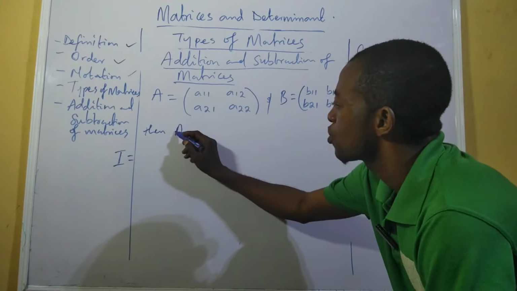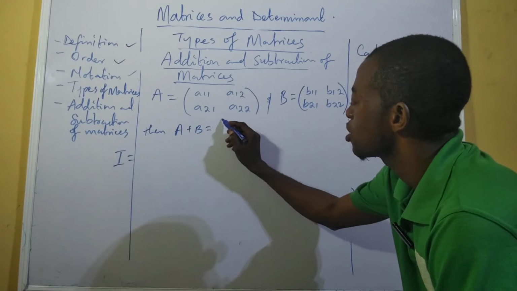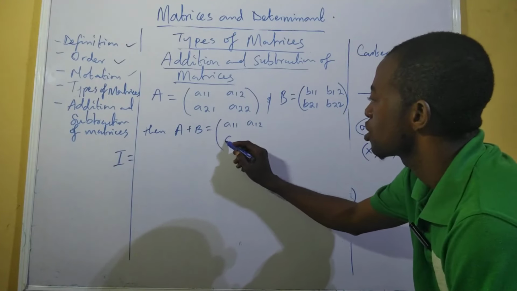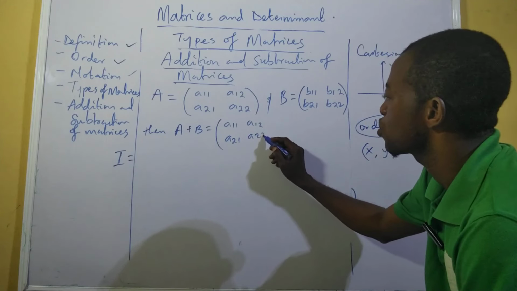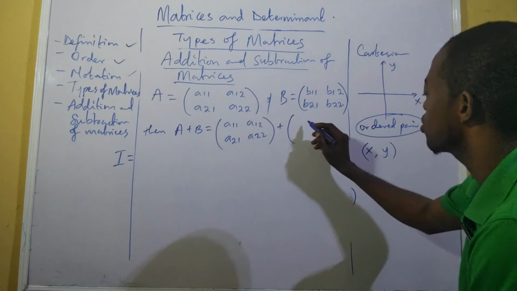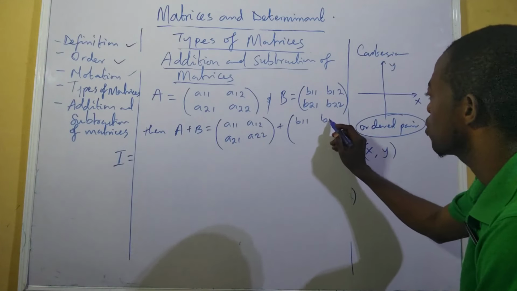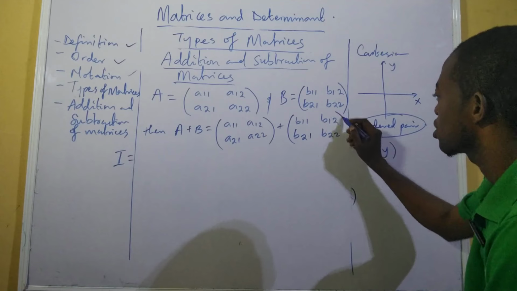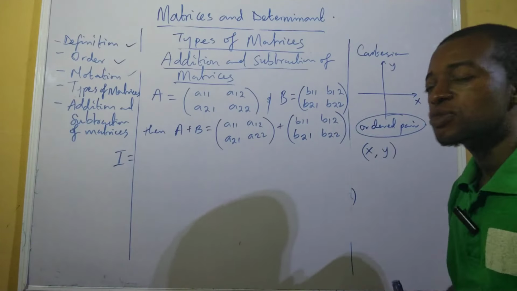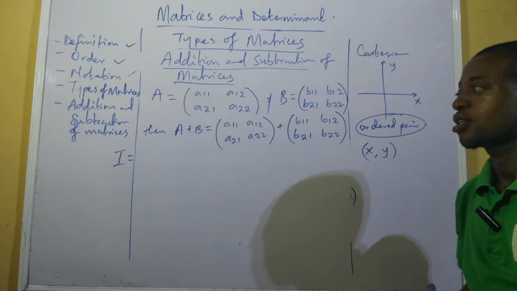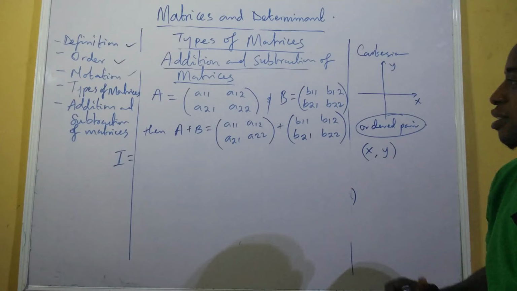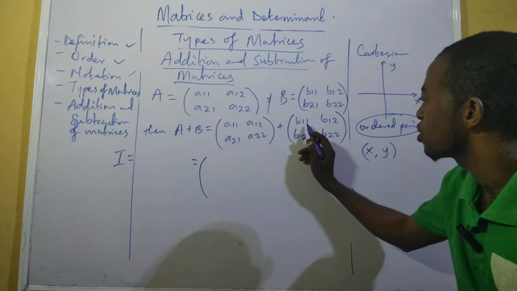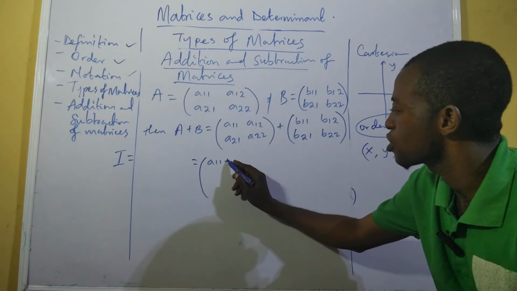Then, when we have A plus B, it will just be A11, A12, A21, A22 plus B, which is B11, B12, B21, B22. We use what are called corresponding elements. So we are going to add the corresponding elements together. A11 corresponds to B11, so we say A11 plus B11.